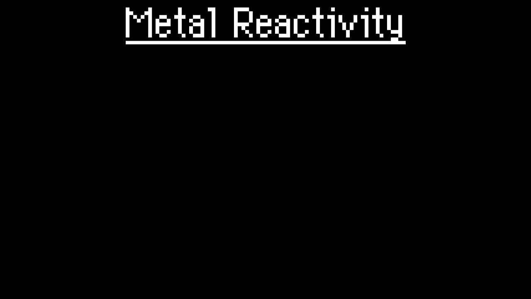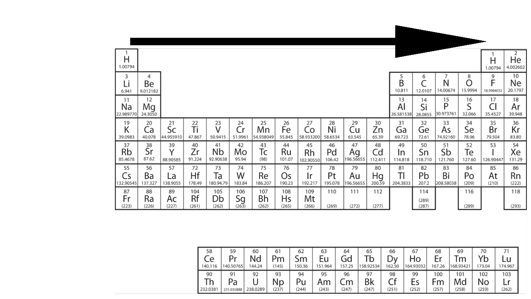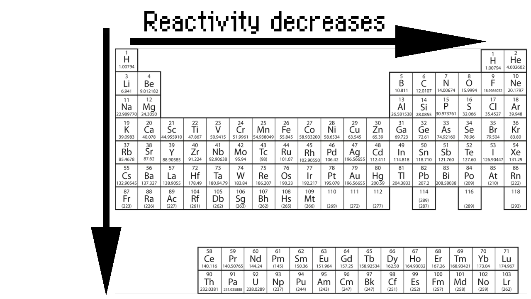Anyways, back onto metal reactivity. It's basically a combination of electronegativity and ionization energy. On the periodic table, as it moves right, reactivity decreases though, because we start moving towards the transition metals, the metalloids, and then the nonmetals. However, as it moves downwards on the periodic table, the reactivity increases though.